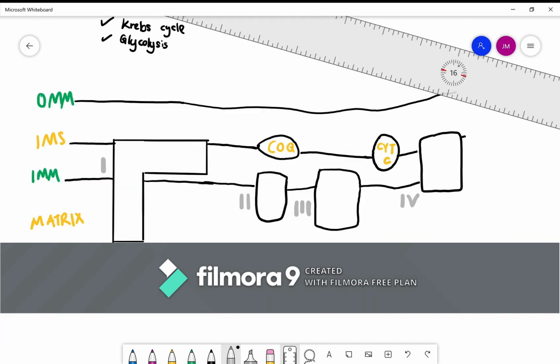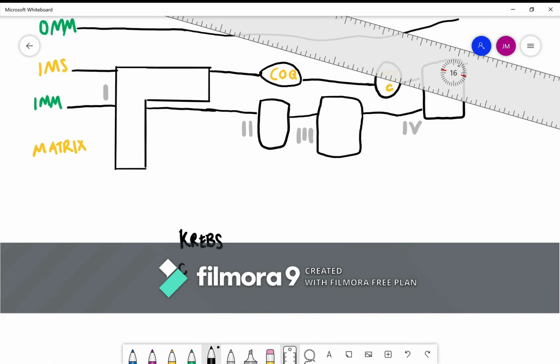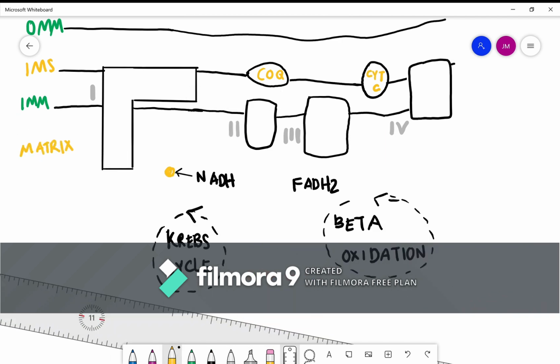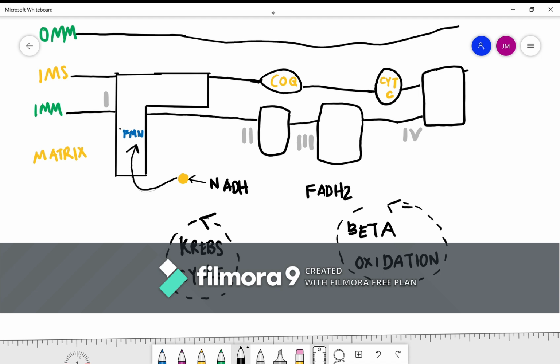In the matrix of mitochondria, we have biochemical cycles such as the Krebs cycle as well as beta oxidation of fatty acids. These biochemical cycles generate reducing equivalents called NADH and FADH2. The electron transport begins when NADH donates its electrons to the first complex. In the first complex, the electrons are first received by the flavin mononucleotide prosthetic group (FMN).